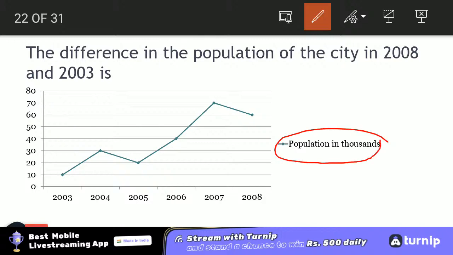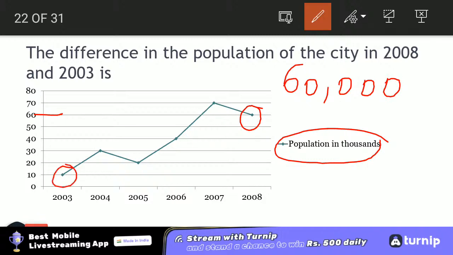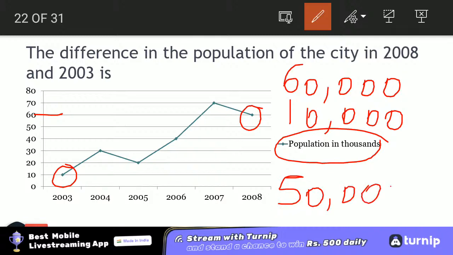So what is the population in 2008? It is over here. It is 60,000. And the population in 2003, it is what? 10,000. So what is the difference? It's simple that we need to subtract it. The difference in the population in the city in 2008 and 2003 is of 50,000. Moving ahead to the next question.